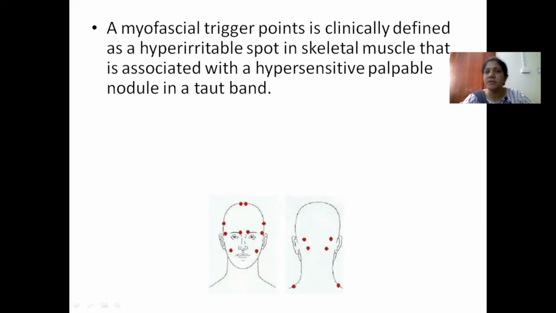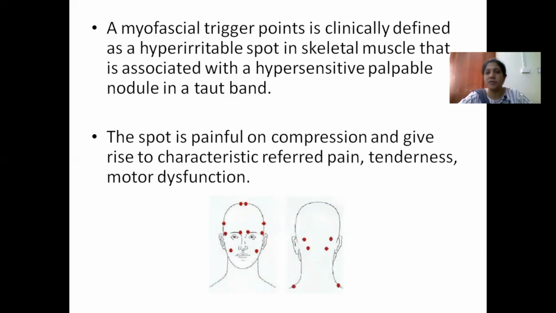Now, what are these trigger points? A myofacial trigger point is clinically defined as hyperirritable spots in skeletal muscle that are associated with hypersensitive palpable nodules in a taut band. The spot is painful on compression and gives rise to characteristic referred pain and tenderness. That is, these points are clinically tender.